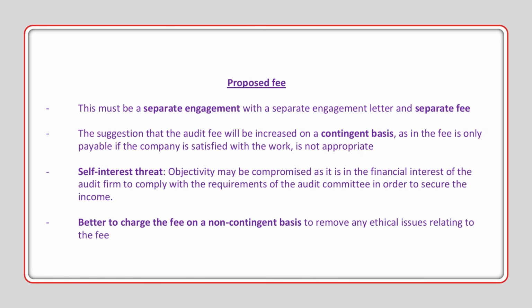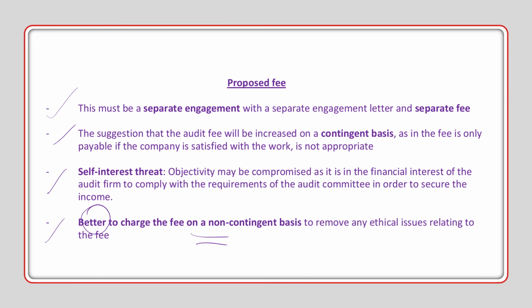So we then have the proposed fee. I get a mark for saying this must be a separate engagement with a separate letter and separate fee. I get marks for identifying that this is contingent fee, which is not appropriate. I get a mark for explaining self-interest, that my objectivity would be compromised because there's a financial interest in giving a favorable outcome, so I get more money. And although this is not external audit, it is better not to charge fee, even if it's separate, not to charge it on a contingent basis.